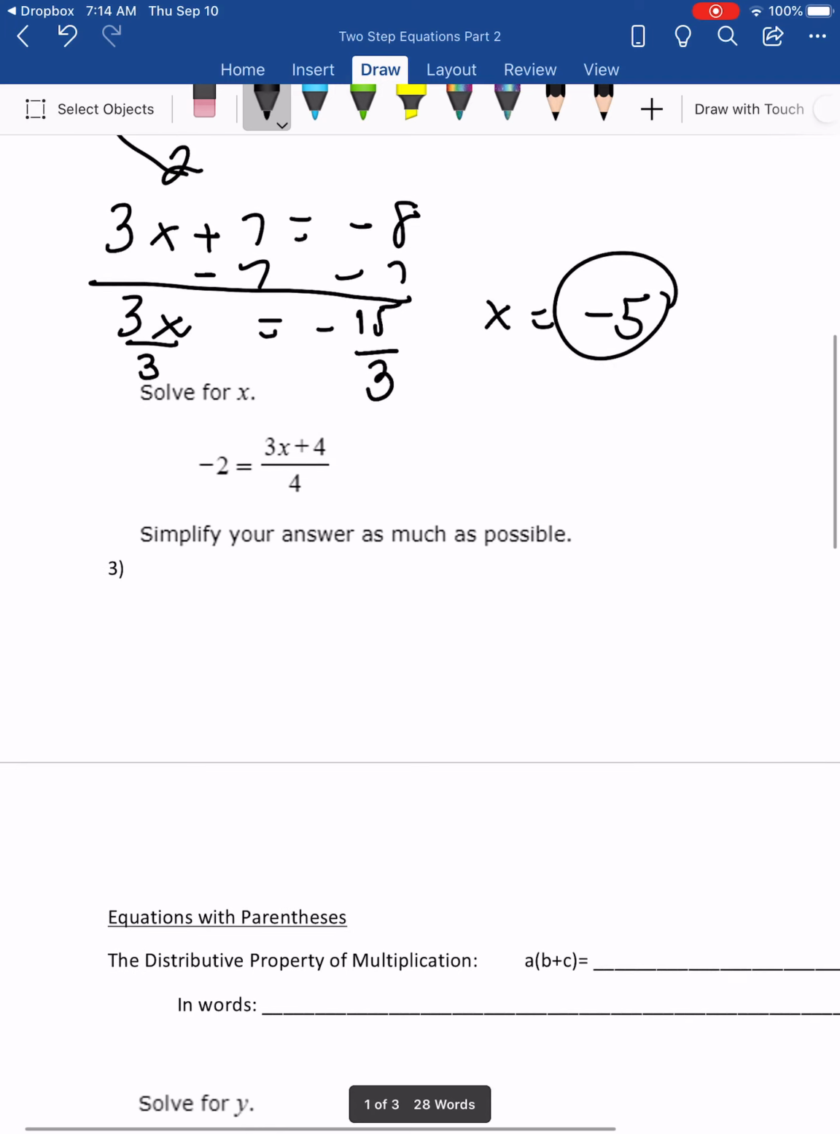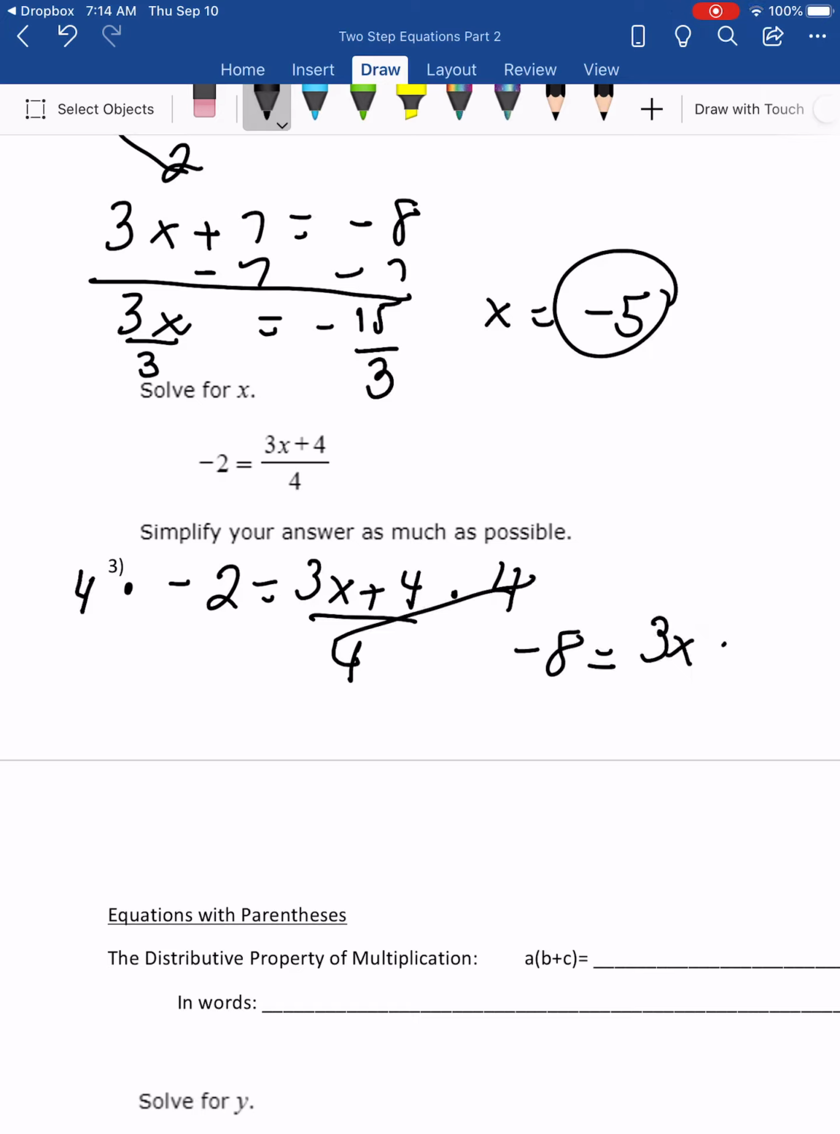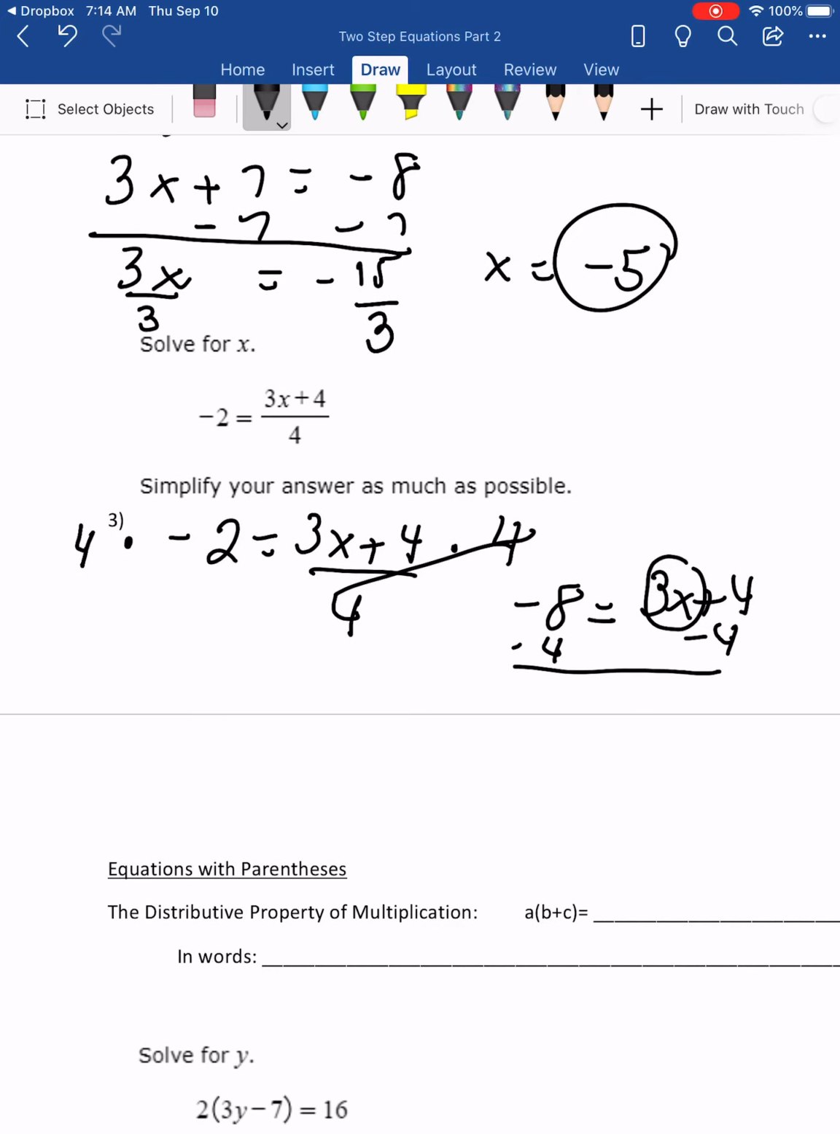Okay, number 3. We want to get rid of the 4. Let me rewrite this down here. So we're going to multiply each side by 4. So that's negative 8 equals, of course these are going to cancel, 3x plus 4. Now we'll subtract 4 from each side to isolate that. So negative 8 minus 4 is negative 12 equals 3x. And now we need to get rid of the 3, so we'll divide each side by 3. Negative 4 is equal to x.